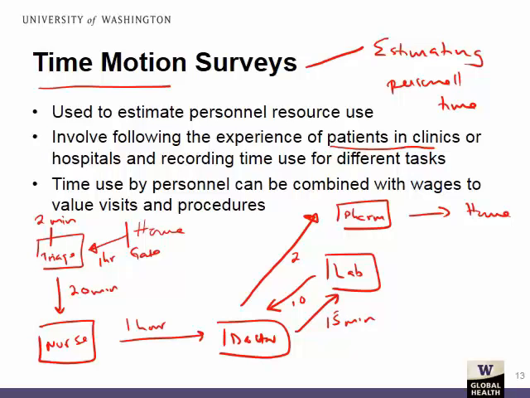So once you know all those inputs, you can multiply these by wages of the lab person, of the doctor, both the waiting time and the contact time. Maybe in the lab here you spent 3 minutes. And you can use these estimates to perform costing of interventions that involve human resources.